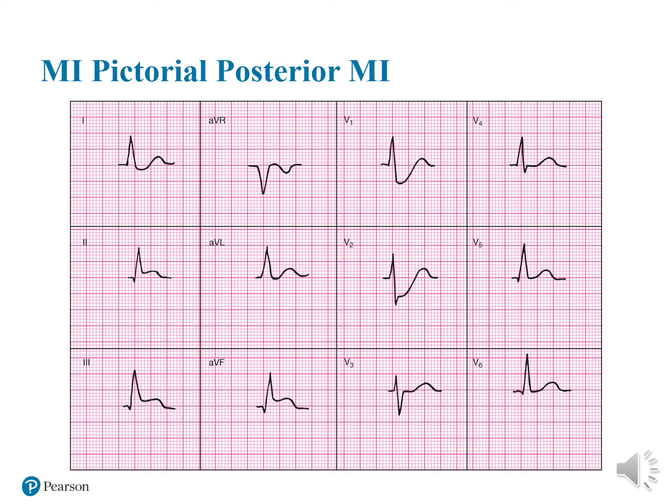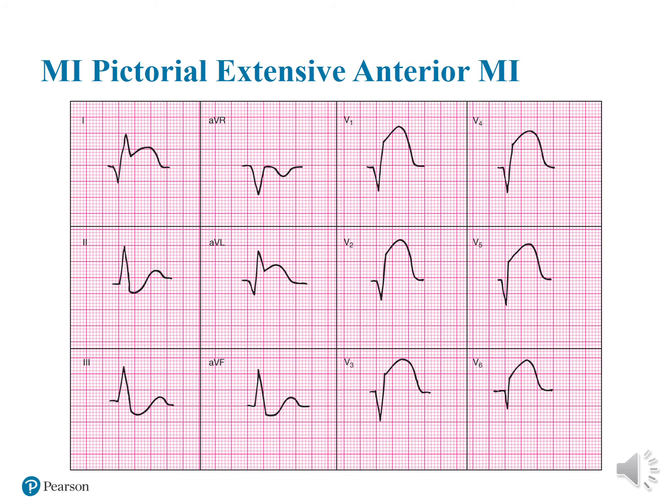Why are we looking at V2 when we're on the posterior? If you know, drop your answers in the comment section. An extensive anterior MI: we're going to look at V2 through V4, and you can also see it in V6. As you can see, it's starting in the front and starting to move to the left.